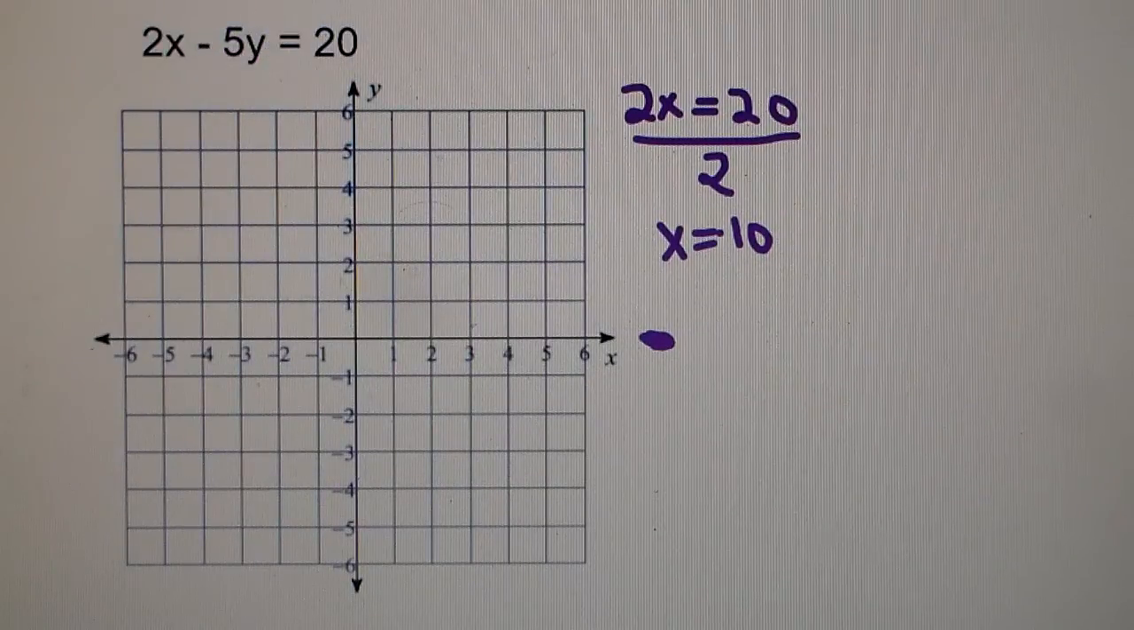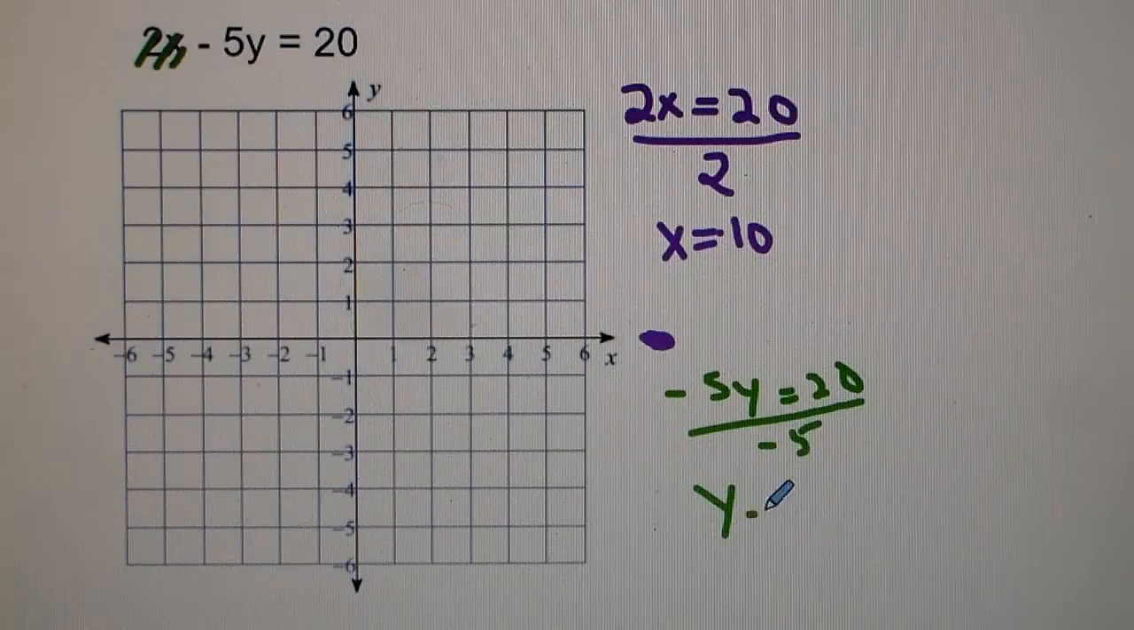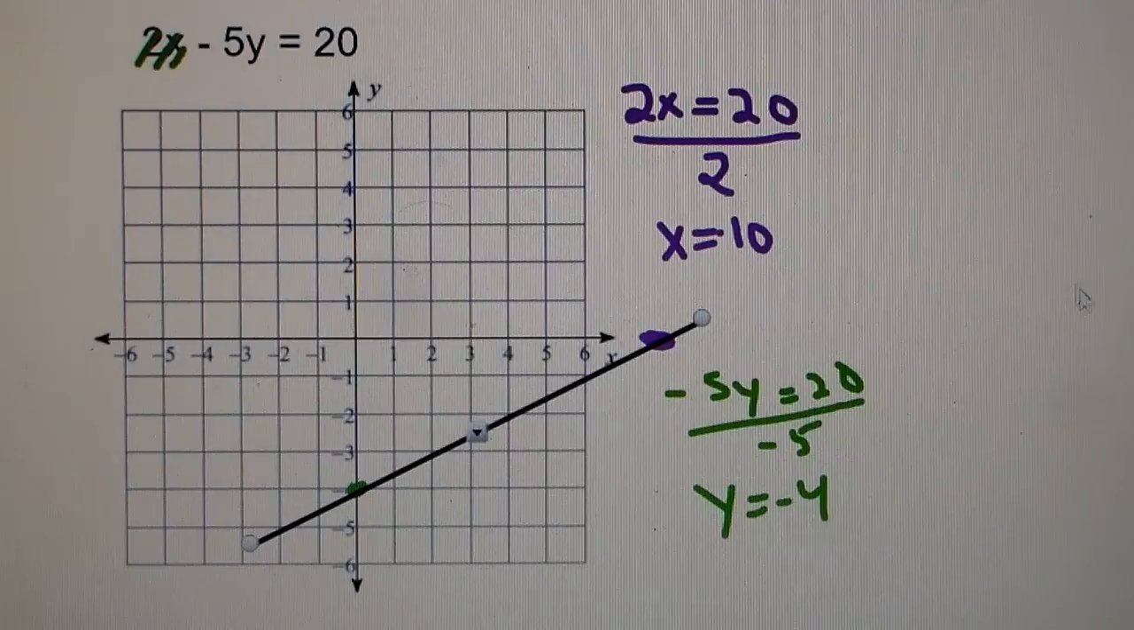Then we gotta now solve for y. So we eliminate the term with the x in it. We have negative 5y equals 20. Divide both sides by negative 5. And we get y equals negative 4. So we plot a point at negative 4. Connect the two coordinates, and look at that. We got our line.